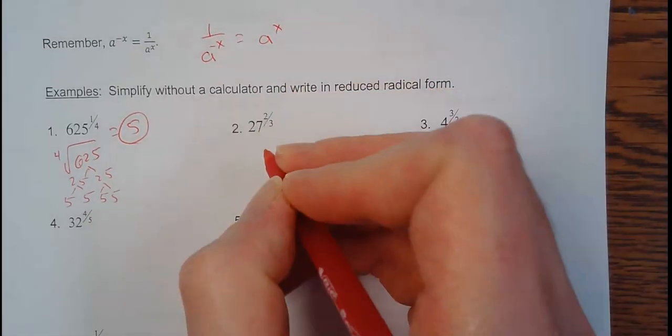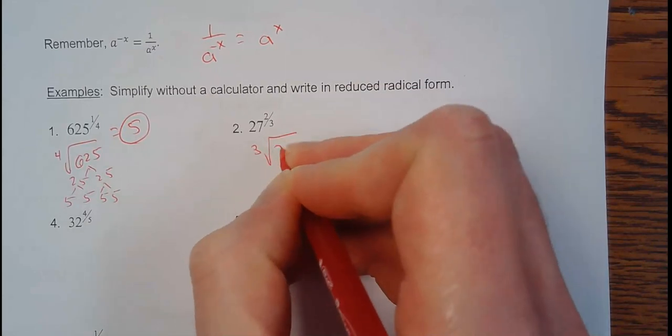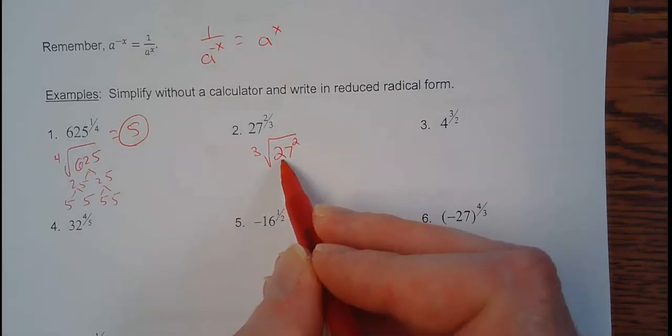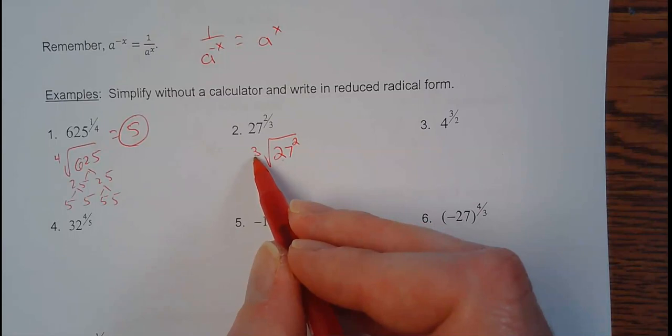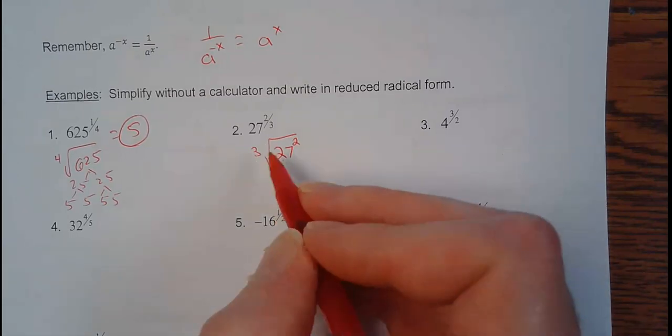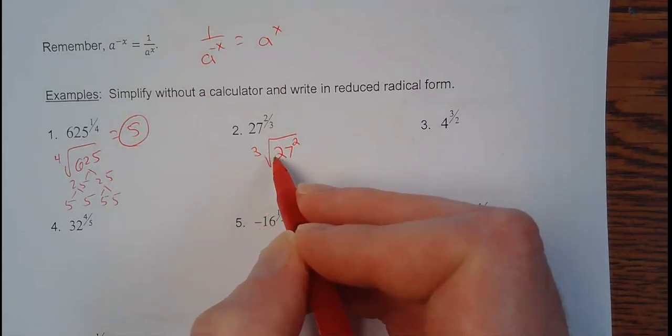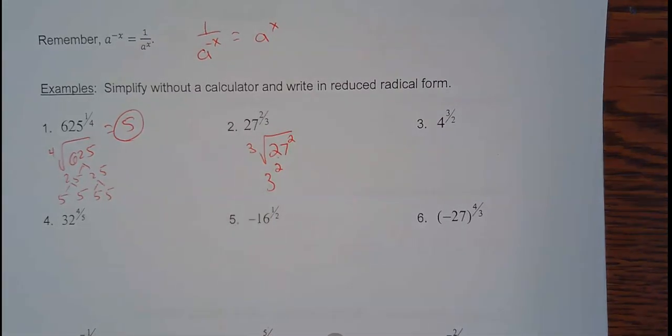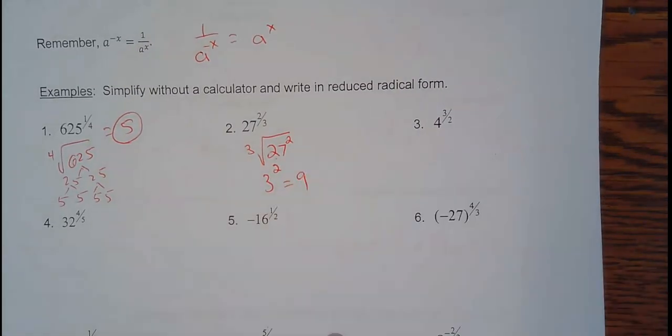27, this is going to be the cube root of 27 squared. Now you have options. You can square it first or you can cube root it first. It doesn't matter. It's up to you. If one of them is easier, do them first. Now, would it be easier to square 27 or would it be easier to cube root 27? Well, 27 is 3 times 3 times 3, so I have a cube root. The cube root of 27 is going to be 3, and I haven't squared yet, so the squared is still hanging out there, so that equals 9.